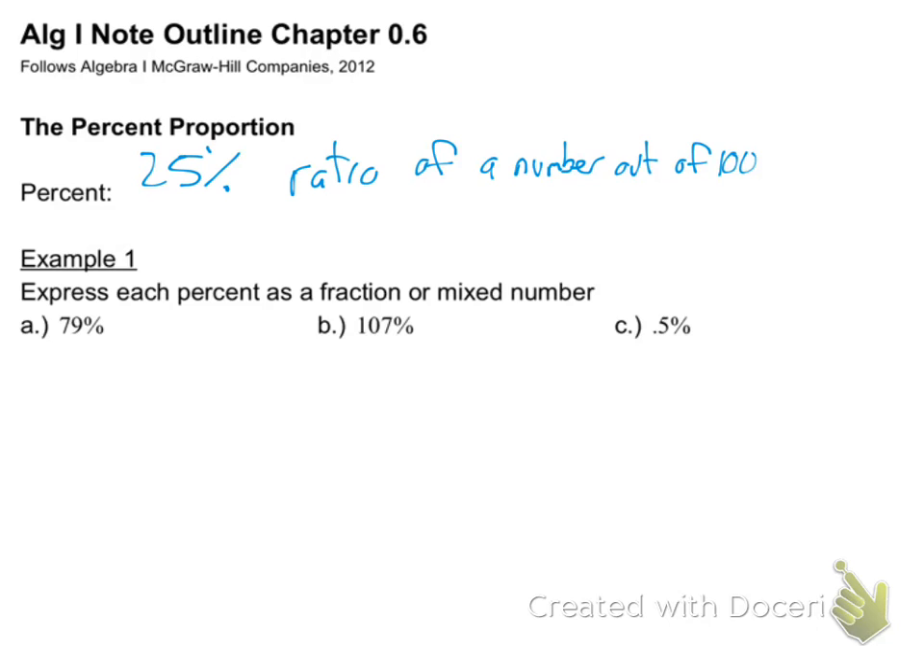So the first thing that we need to do is switch or express each percent as a fraction or mixed number. In this case, we're not going to leave it as improper. We will switch it over to a mixed number. It's one of the few times that we'll probably talk about something like that. So, what would 79% be? After what we just talked about right above. 79 out of 100.